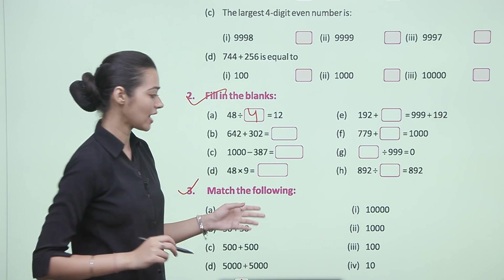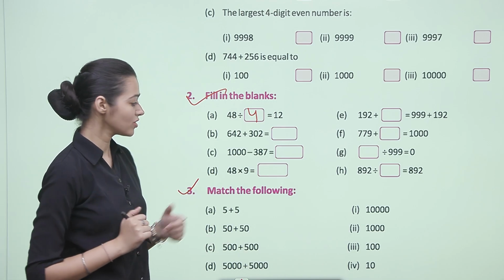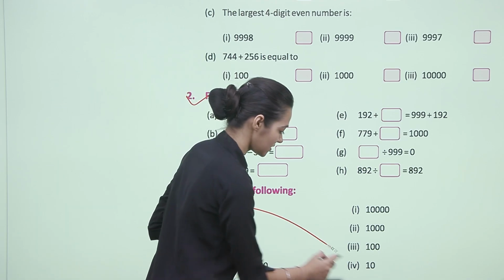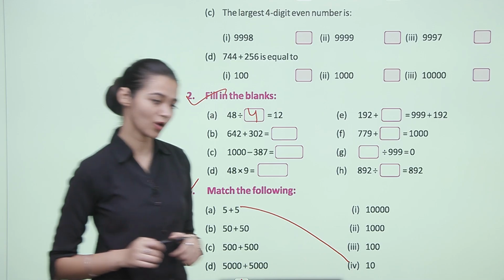Now, in the next one, we have to match the following. In this one, 5 plus 5 is 10. That's how we have to match all the options.